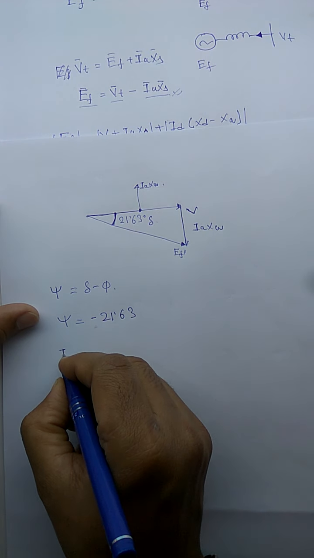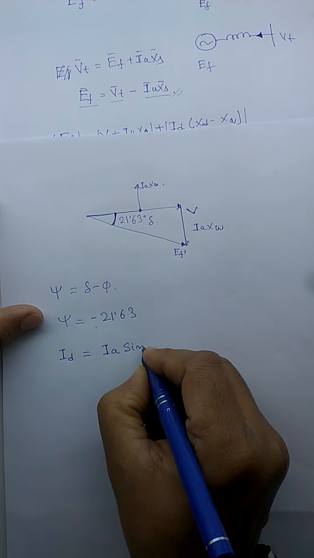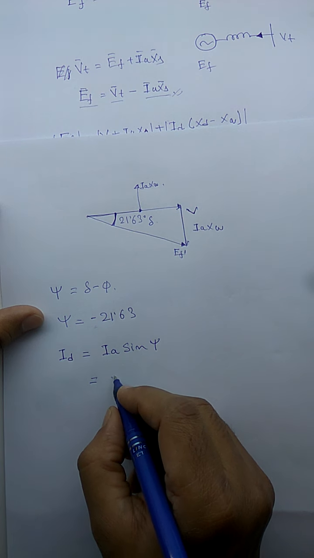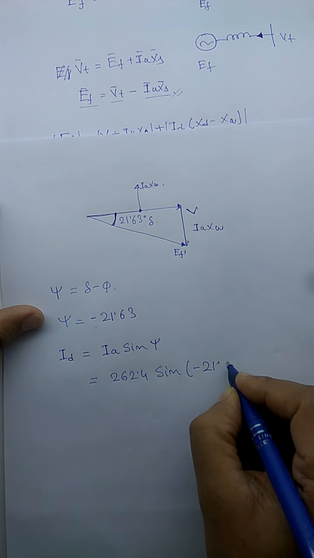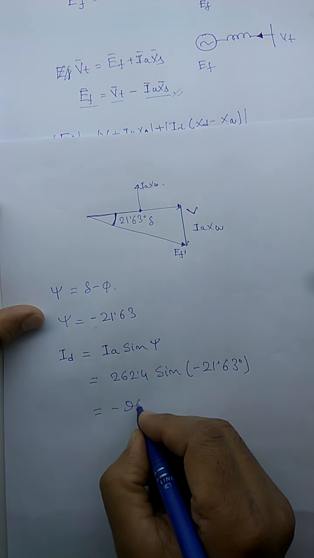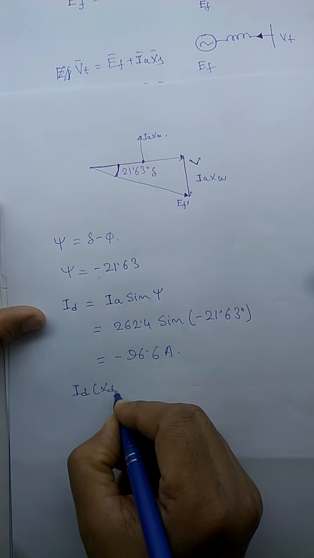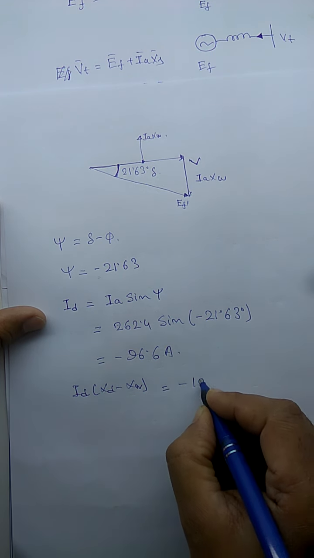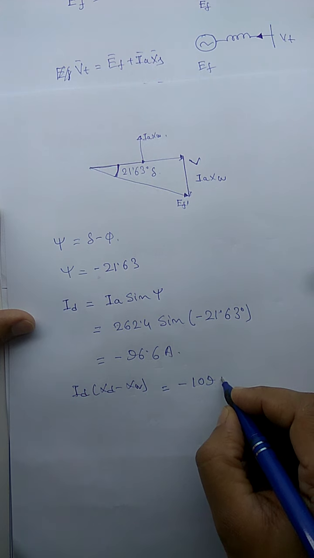Next we will find ID. ID is nothing but IA sin psi. IA is 262.4 into sine of minus 21.63 degrees, which comes to be minus 96.6 amperes. So this is my ID. Now you can find ID into XD minus XQ, which comes out to be minus 109 volts.